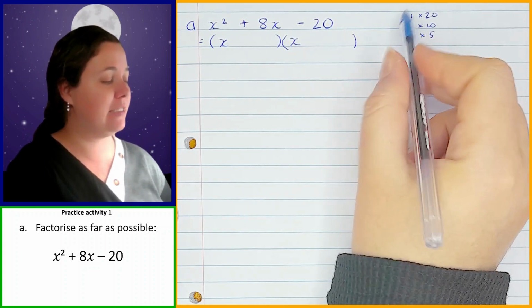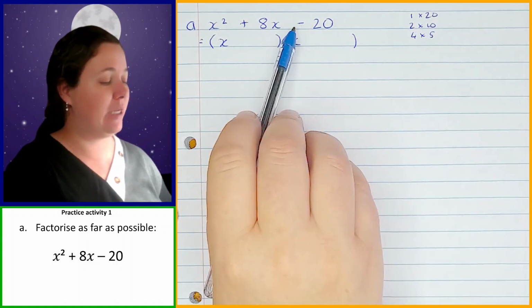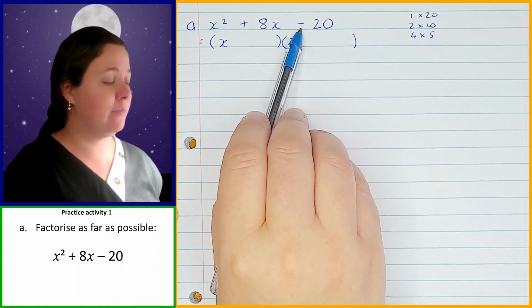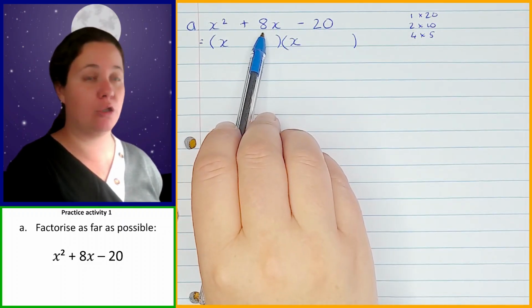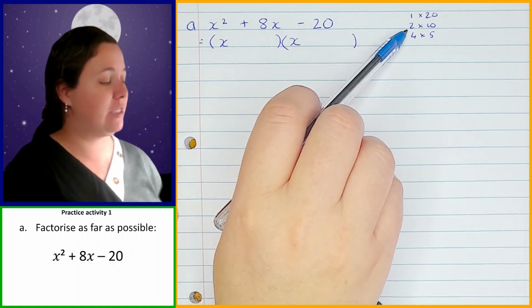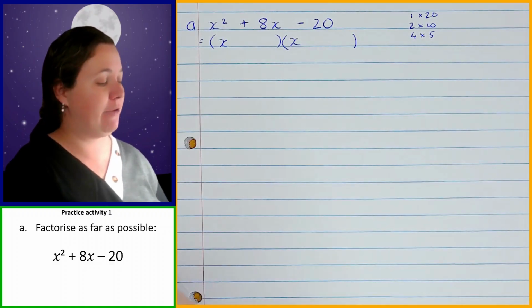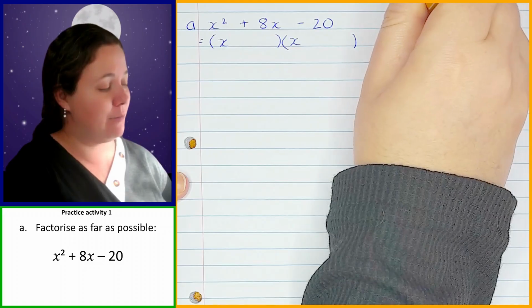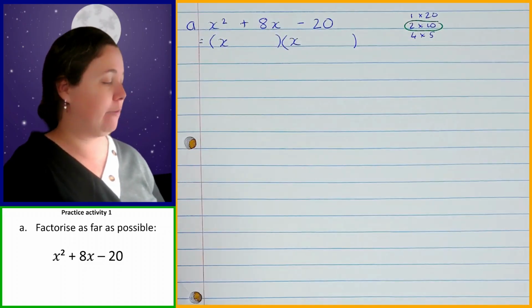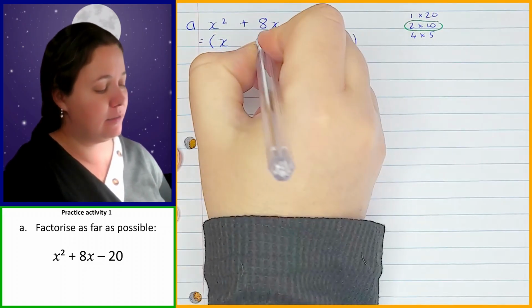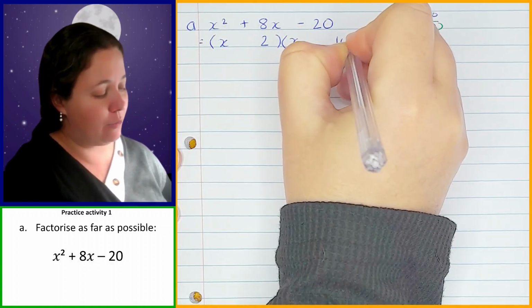So we want to find a pair of factors that we can subtract, because this is a minus, to get 8, which is the middle term over here. So I'm going to be using the 2 and 10 as my factor pair, because 10 minus 2 gives me 8. So I'm going to have 2 in my one bracket and 10 in the other bracket.